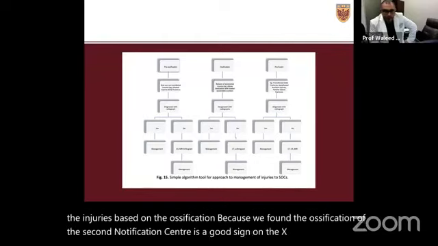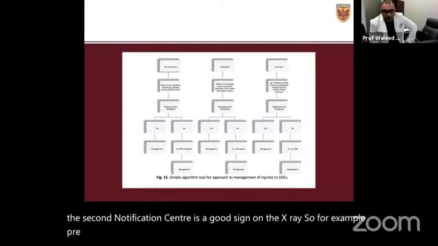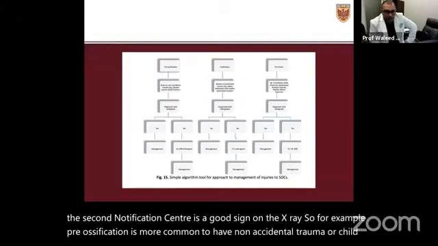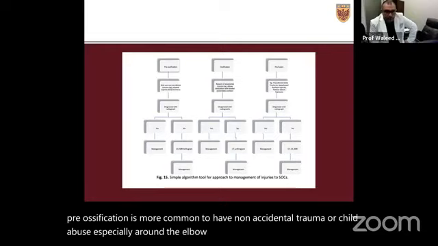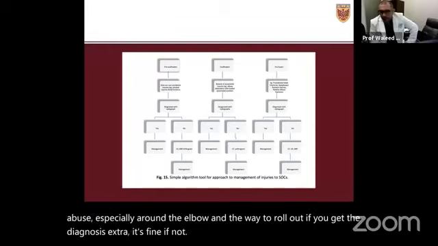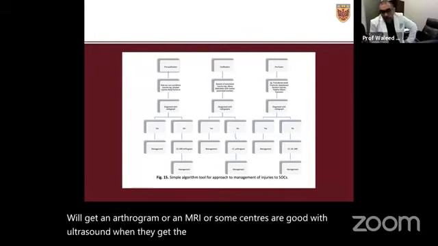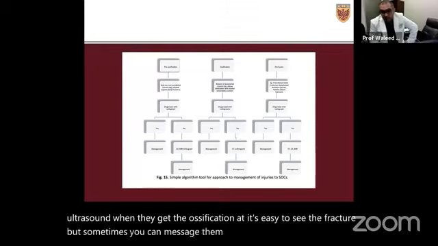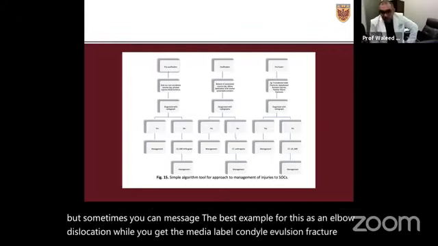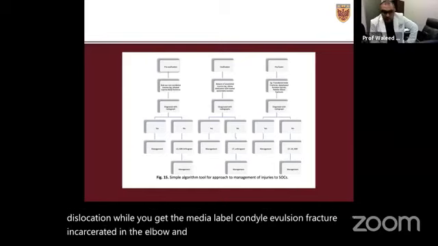So for example, pre-ossification is more commonly associated with non-accidental trauma or child abuse, especially around the elbow. To rule that out, if you get the diagnosis with the X-ray, that's fine. If not, we'll get an arthrogram or an MRI, or some centers are good with ultrasound. When they get the ossification, it's easy to see the fracture, but sometimes you can miss it. The best example is an elbow dislocation, where the medial epicondyle avulsion fracture is incarcerated in the elbow, and that's commonly missed even after reduction.